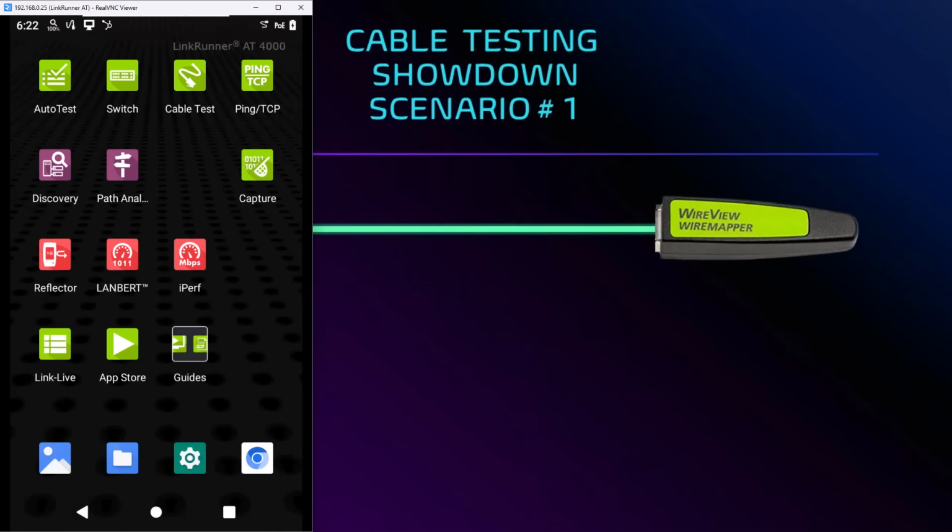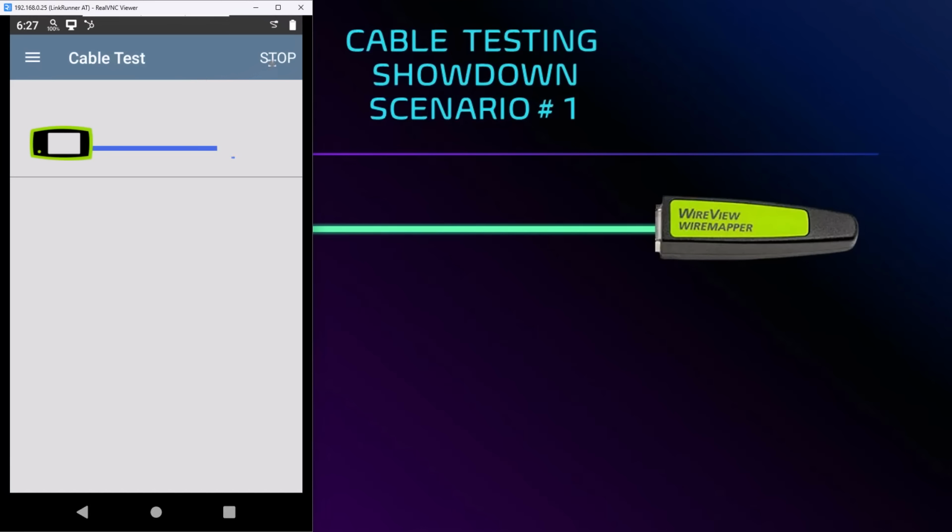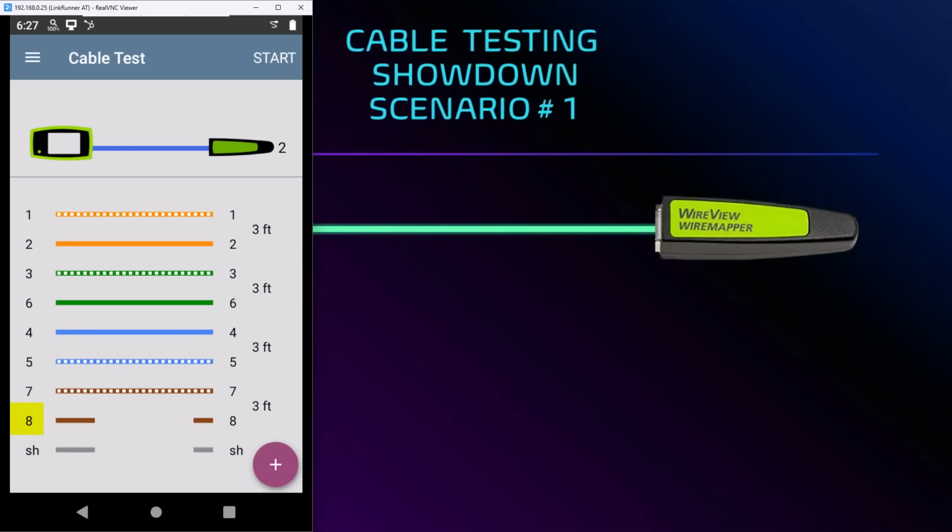To find the cause, I will connect a wire view mapper to the far end of the cable. The wire view mapper will terminate the Ethernet cable and test the connection integrity of each pin. We tap on the cable test icon and tap Start to begin the test. You can see here that pin number 8 is cut at 3 feet. This is the reason why we're connecting at 100 megabits per second and not 1 gigabit. 1 gigabit per second Ethernet requires all 4 pair wires to be intact and terminated. The LinkRunner AT4000 shows us the fault with clarity, which clearly displays the type of fault and its distance to fault.